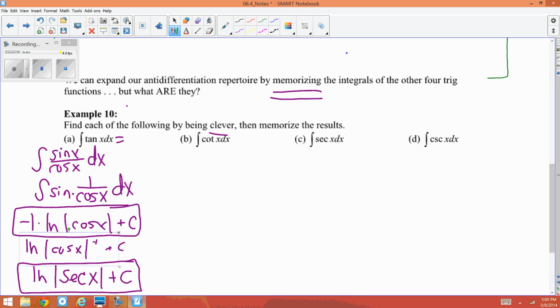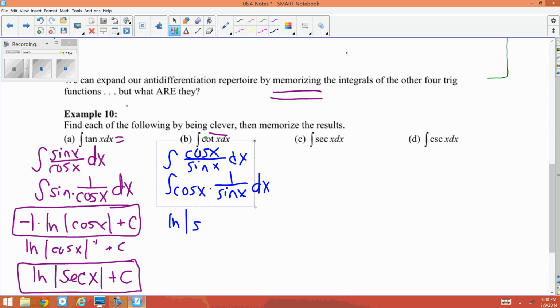Now, cotangent, we can use this similar method. That's cosine of x over sine of x. I could rewrite that to maybe make it a little bit more clear. The derivative of sine of x, I know, is cosine of x. So I don't have any corrections here. It's just ln of sine of x plus c.